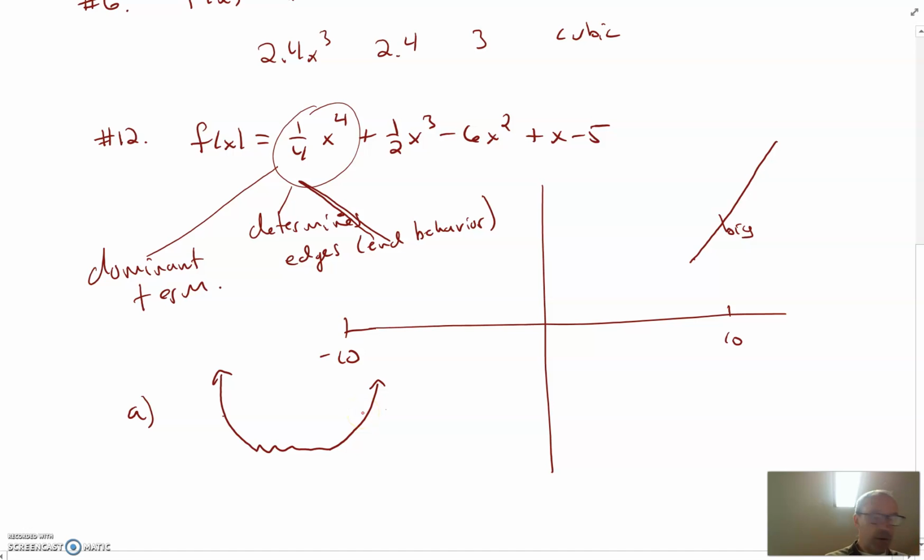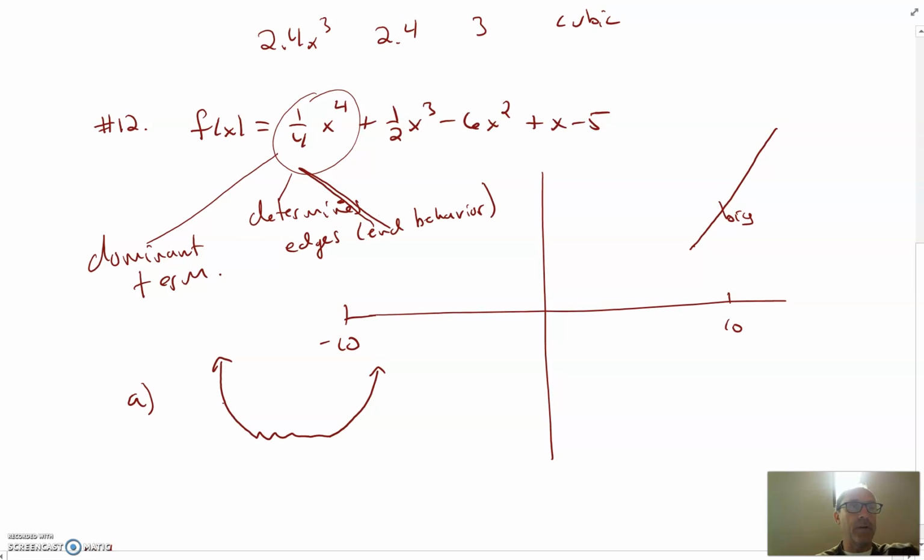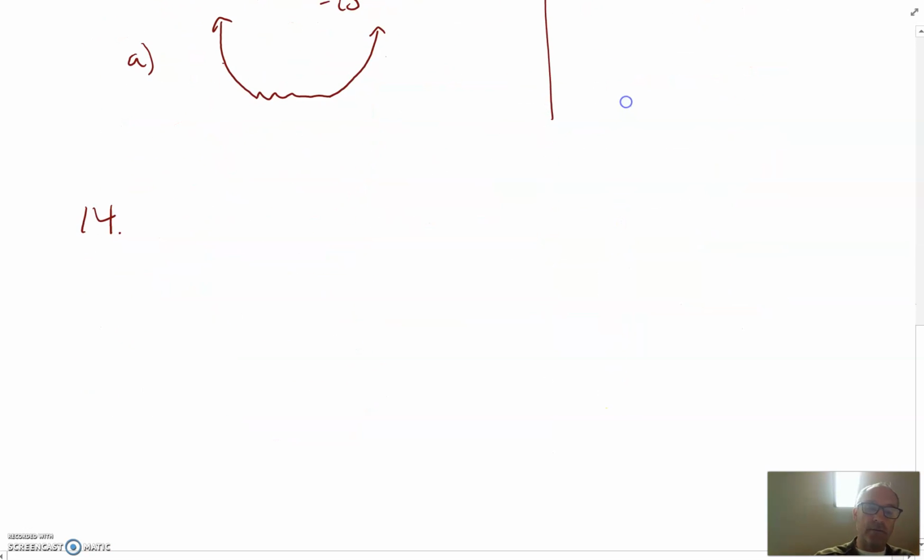Let's look at another one. How about number 14? And by the way, we can graph this polynomial on your graphing calculator. This last one, you can type that in your graphing calculator and graph it. You'll see it'll go up on both ends. So you should try that. So 14, what's the dominant term? It's the 5th power. Okay, that's the term that matters. The rest of these don't matter as far as end behavior goes.